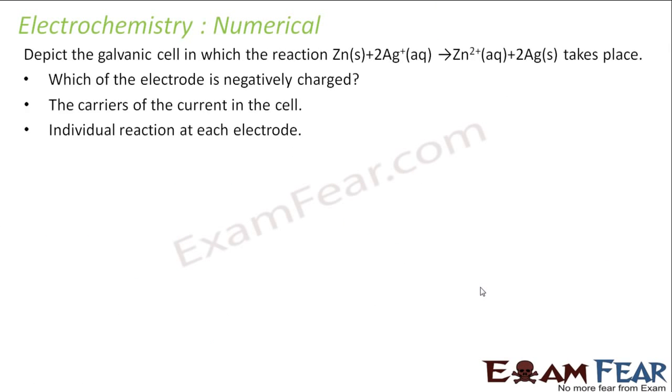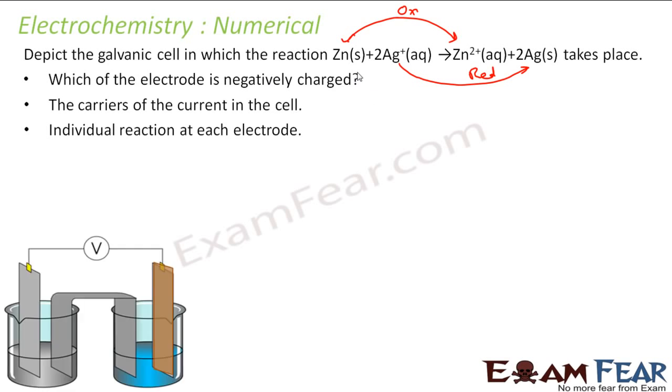So the question says to depict the galvanic cell when this reaction takes place. Zinc is oxidized to Zn2+, and Ag+ is reduced to Ag. Which electrode is negatively charged, what is the carrier of current in the cell, and what is the individual reaction at each electrode? So we have seen that as per convention, this is anode and this is cathode, correct? By IUPAC convention, anode is where oxidation takes place.